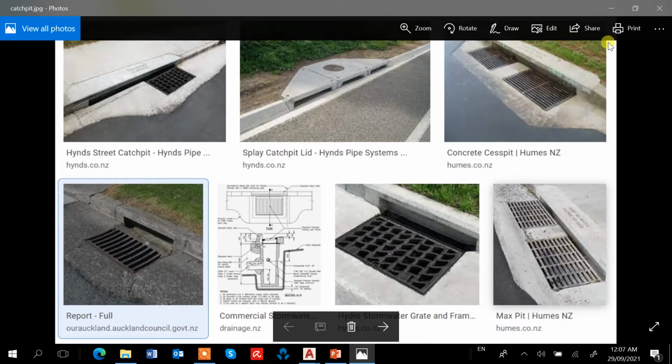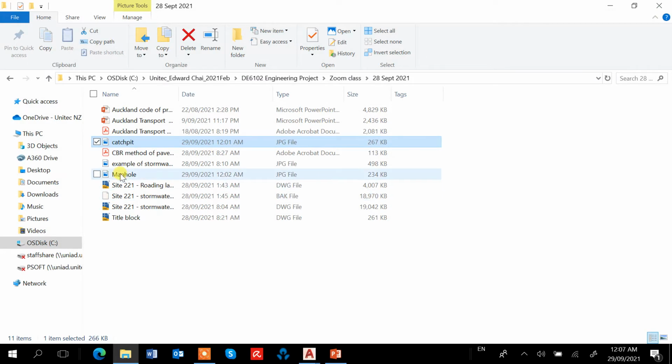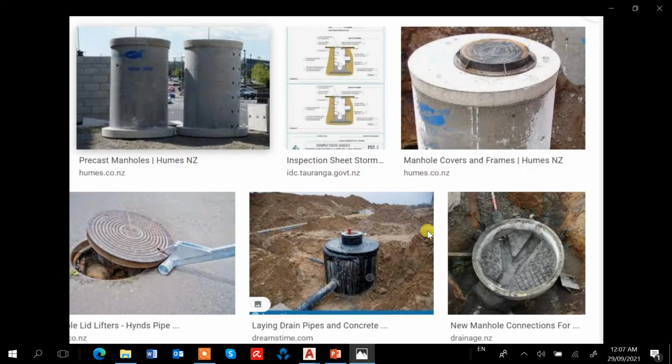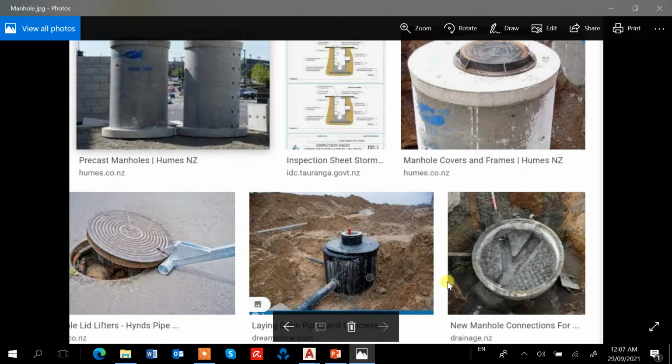Okay, so these are the catch pits, and then the manhole is this, with the pipes. This one can be quite deep. The manhole, this one is a precast manhole. The Hume, New Zealand. Whenever you have a change of direction, you need to provide a manhole.